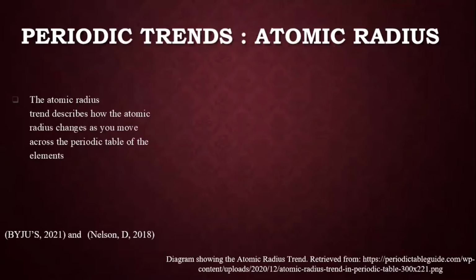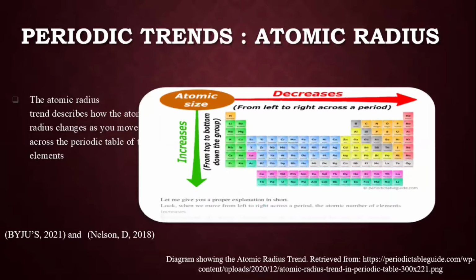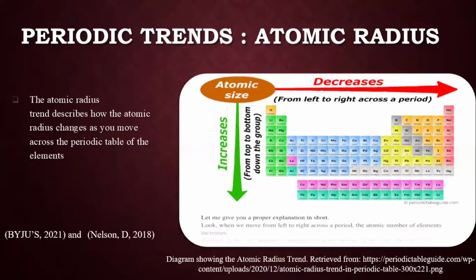The next trend is the atomic radius trend. Now, this describes how the atomic radius changes as you move across the periodic table of elements. As shown in the diagram, atomic radius decreases from left to right within a period. This is caused by the increase in the number of protons and electrons across the period. One proton has a greater effect than one electron, thus electrons are pulled towards the nucleus, resulting in a smaller radius. Also, the atomic radius increases from top to bottom within a group, and this is caused by electron shielding.